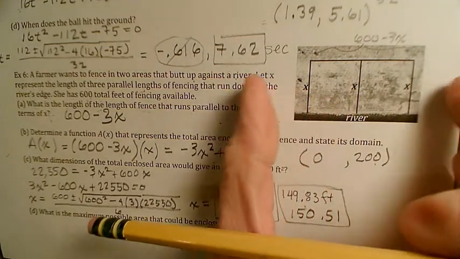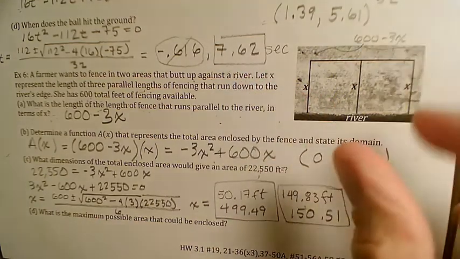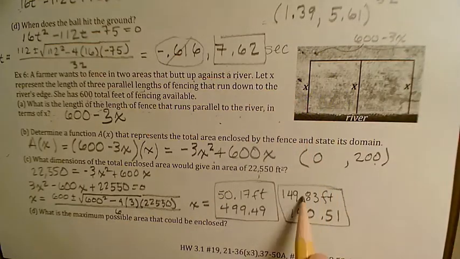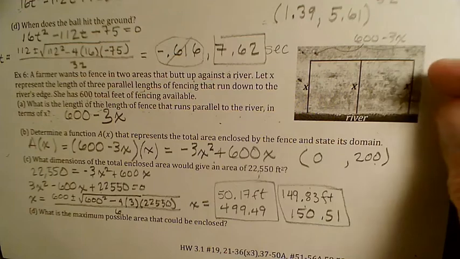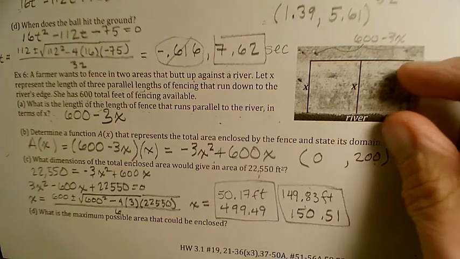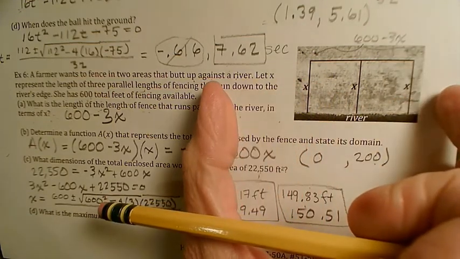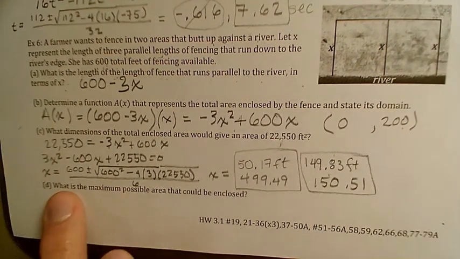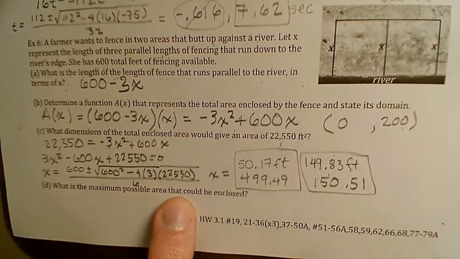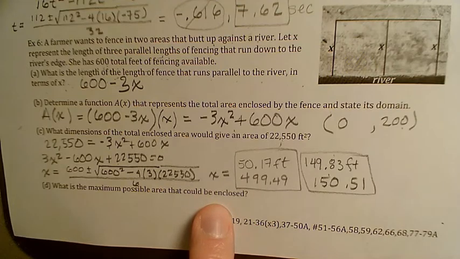So one would be kind of skinnier and taller. One, actually, would be about a square, right? About the same. And then with this one, the x is a little smaller, and the other dimension's a little bit wider. All right, what is the maximum possible area that could be enclosed?